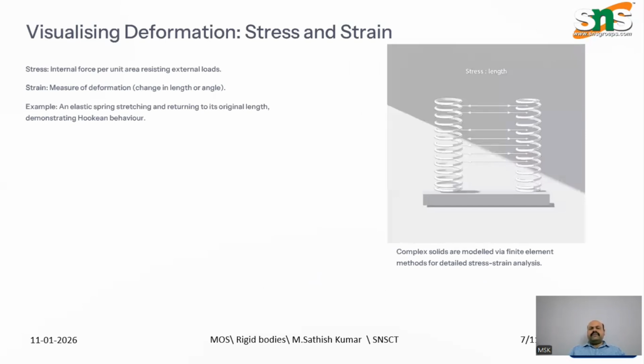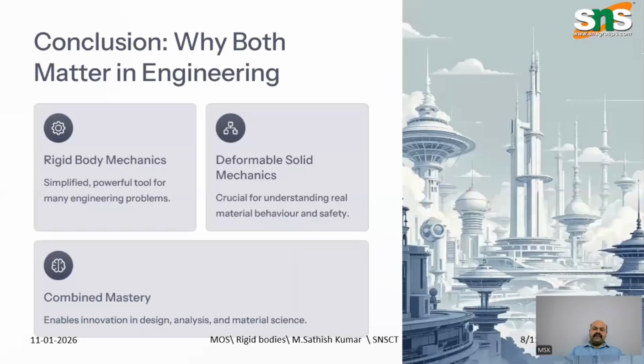So, visualizing deformation: stress is the internal force per unit area resisting external loads. The definition of strain is the measure of deformation, that is, the change in length to the original length. An elastic spring stretching and returning to its original length demonstrates Hookean behavior, which follows Hooke's law.